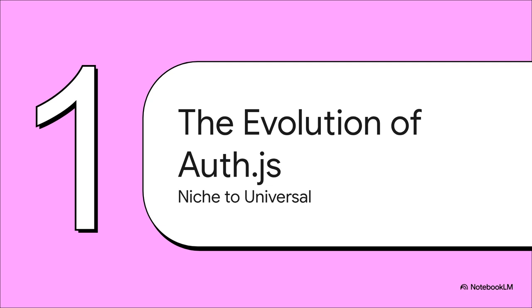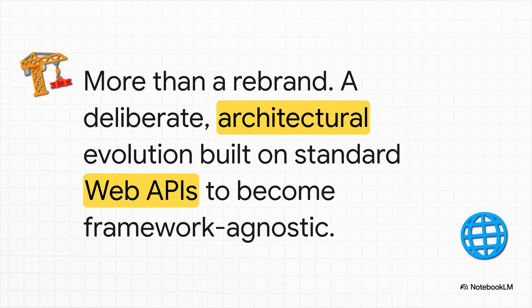The change from Next.js to Auth.js, well, it wasn't just a new logo. It was a really strategic move that took this library from a tool for a specific niche and turned it into a potential universal standard for the entire web. Yeah, this was a massive, deliberate architectural pivot. The team basically rebuilt the library's core from the ground up on standard web APIs. And they had one super clear goal, to unhitch it from any single framework and make it truly runtime agnostic.